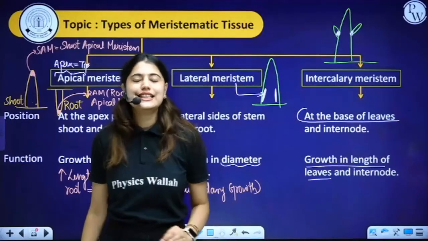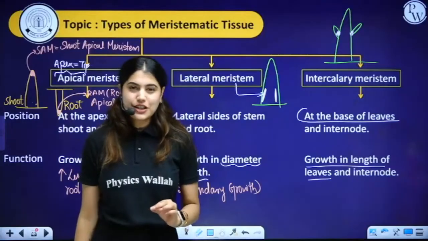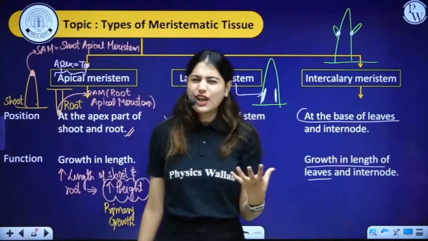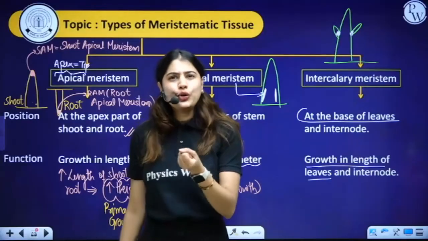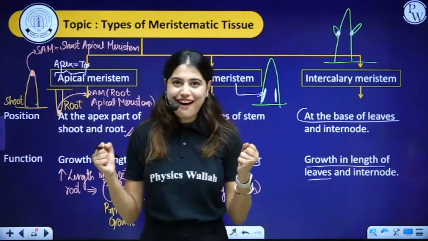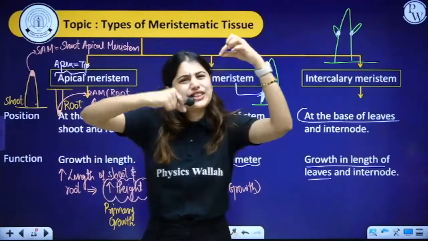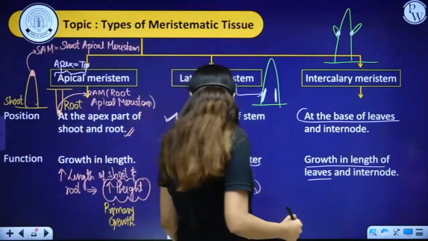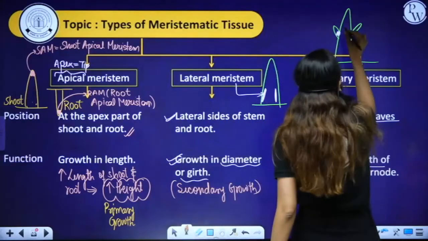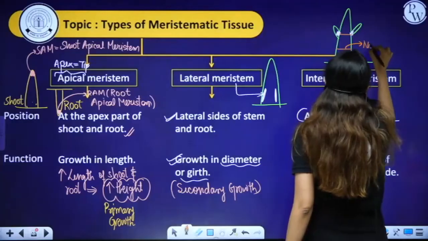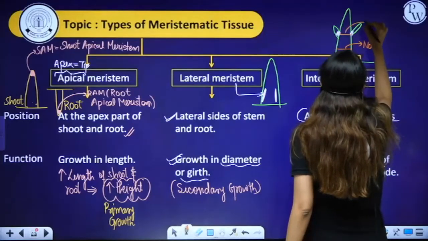Where else is this intercalary meristem present? It is also present in the internode region. Now what is internode? I know you must have seen a sugarcane plant. Do you see any lines in the stem? Do you see that? Yes. Those lines in the stem are nothing but the nodes. Those lines are called nodes.